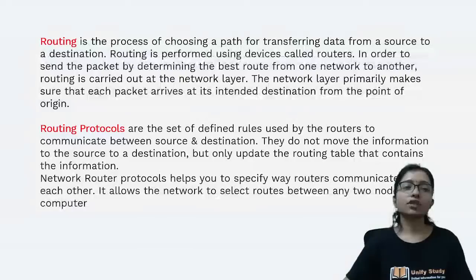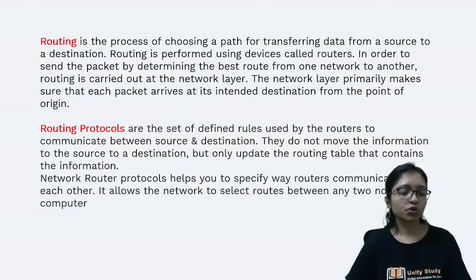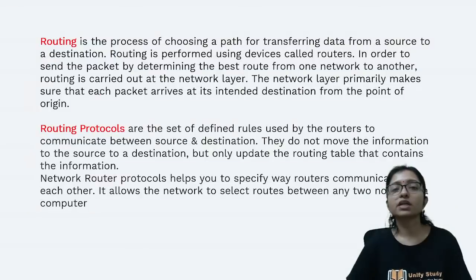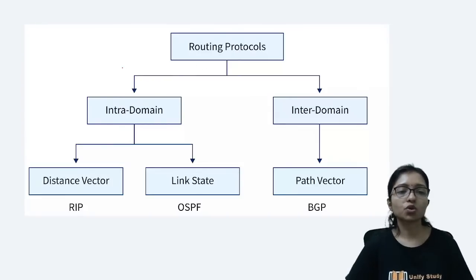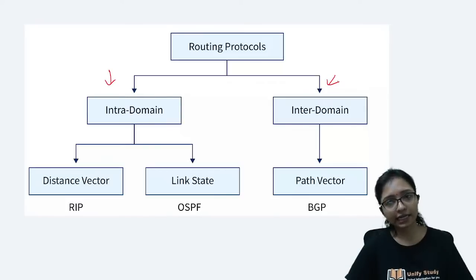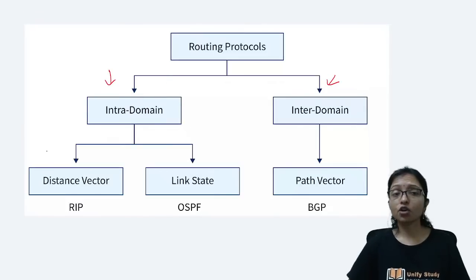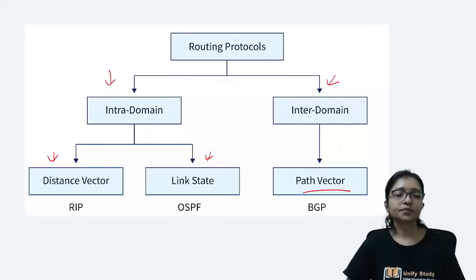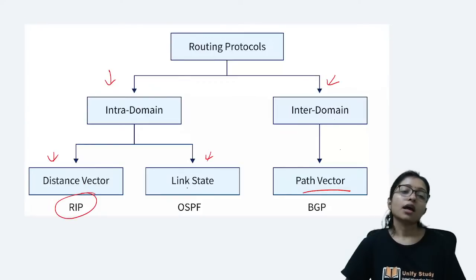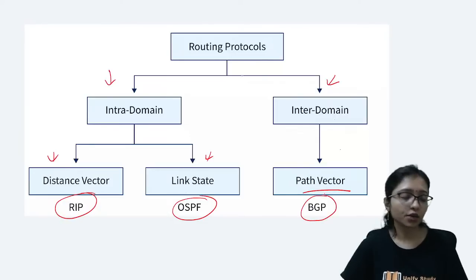So here is the difference. What is a routing protocol? Routing protocol means you are choosing the path through which the data transfer will be going on. There are different types of routing protocol, that is intra-domain and inter-domain. Intra-domain is divided into 2 parts, distance vector and link state, and inter-domain is path vector. Distance vector example is RIP, link state is OSPF, and path vector is Border Gateway Protocol.